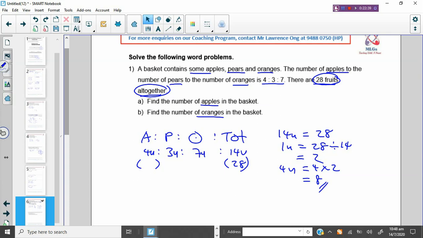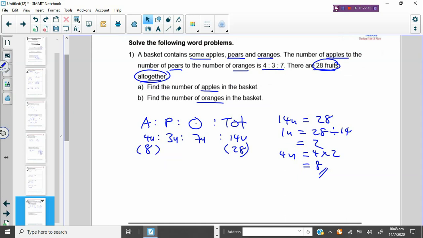Okay? And that's how you do part A. So how many oranges are there in the basket? You can see there are 7 units, right? 7 units of oranges, which is a representation. So the oranges represent 7 units. So how many is 7 units? 7 times 2. So there are 14 oranges, and this is the actual number, or I call it the important number. All right, the important number, which is the exact. All right, this is the actual number of oranges.